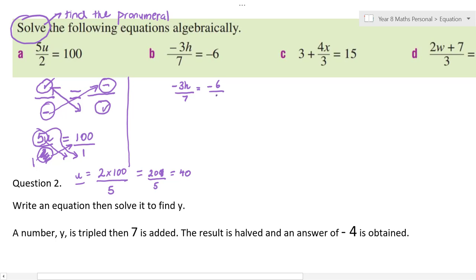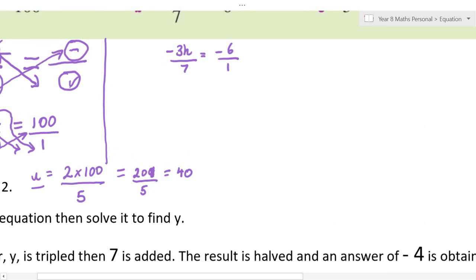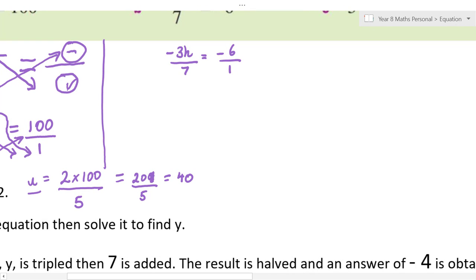Yes, we could do the bow tie method, but what I'm going to do is we need to look at this one, and I've got what's happening to -3h, or -h? My apologies. What's happening to h? Well, you can see there it's multiplied by -3, but it's also divided through by 7. So in this case, you have to cancel out that using inverse operations.